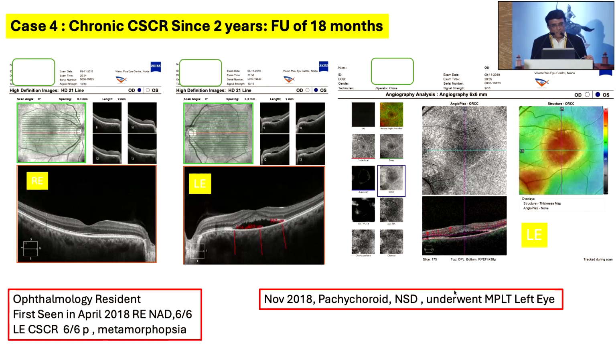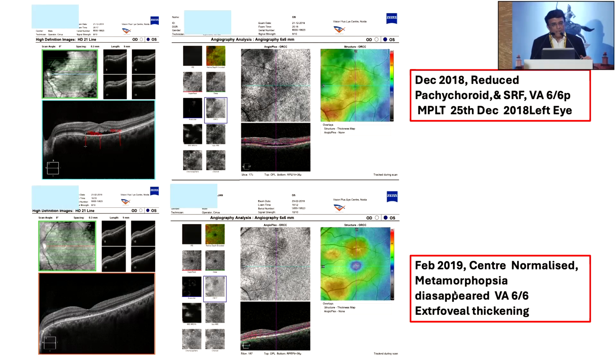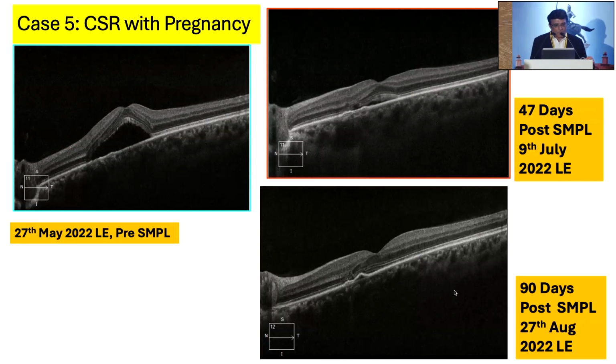This is an ophthalmologist resident. During his residency, he came to me repeatedly over 3 years and was treated with micropulse laser, and after his residency is over, his stress has gone and he is doing well. So this is about micropulse laser.